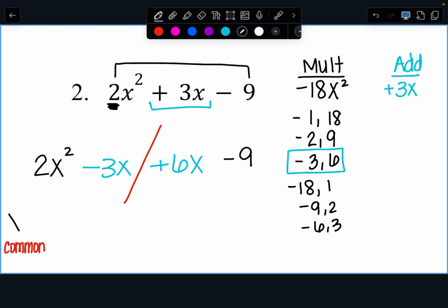Just an x. Good. What is left over when we divide them both by x? 2x and a minus 3. Good. Now what about these other two on the right? What do they have in common?